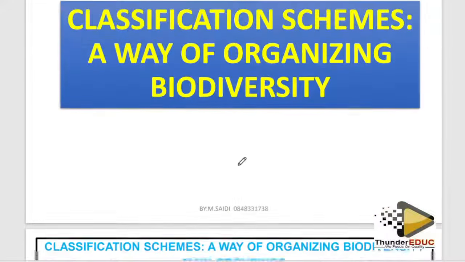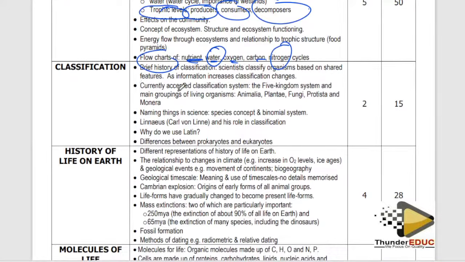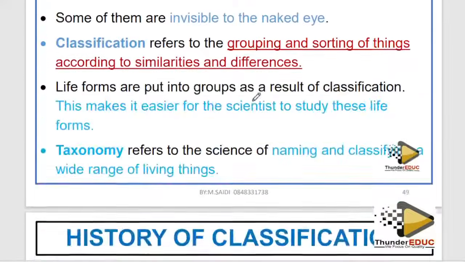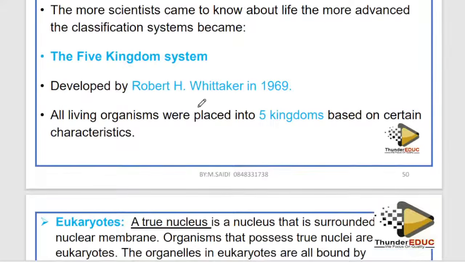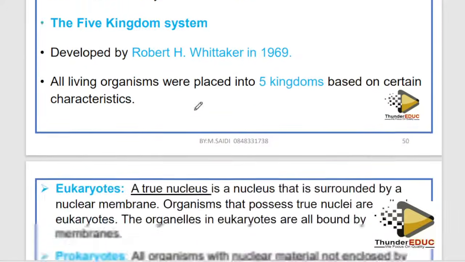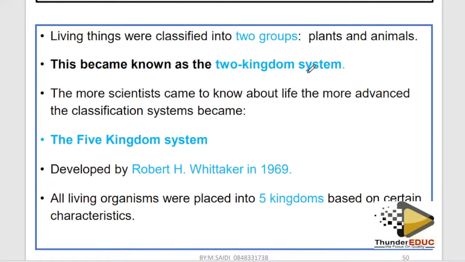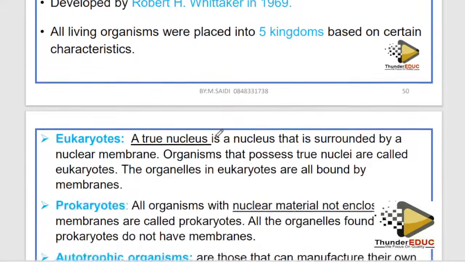Then we go to the next subtopic, that is classification. When you talk about classification, you have to know why scientists use scientific names, just to prevent confusion. The 5 kingdom system, so the different kinds of naming or classifying organisms. So please go when you know the 2 kingdom system and the 5 kingdom system, but we like the 5 kingdom system.